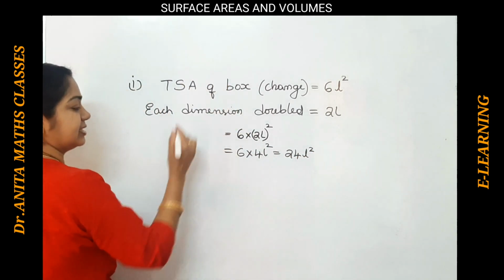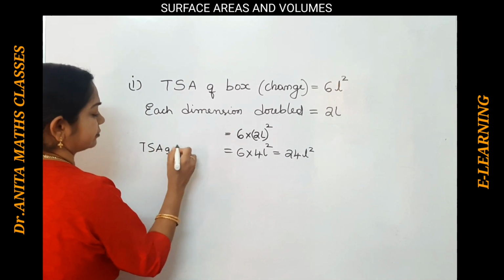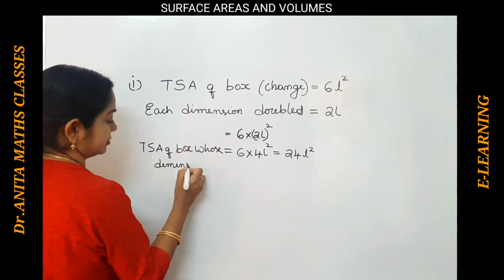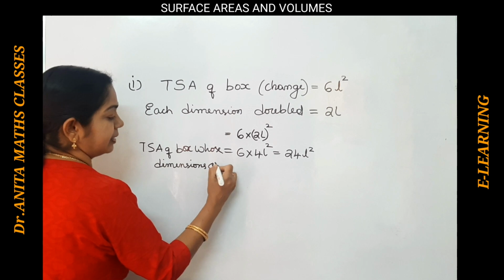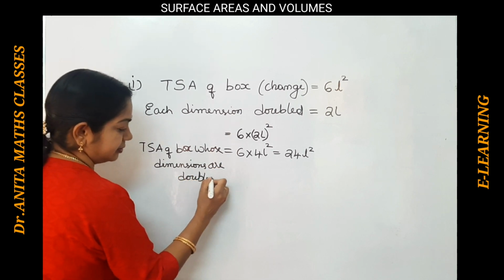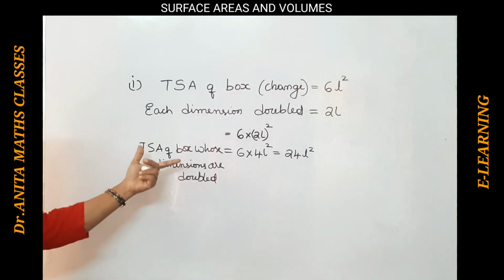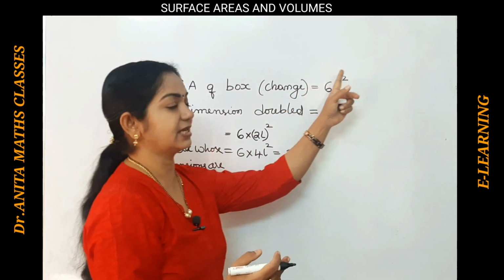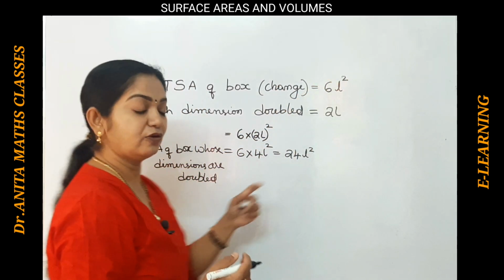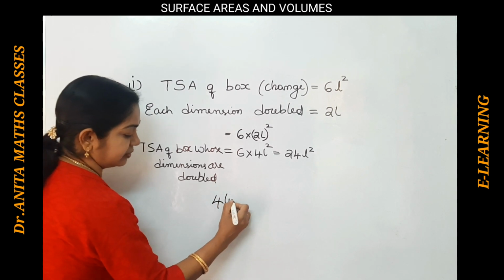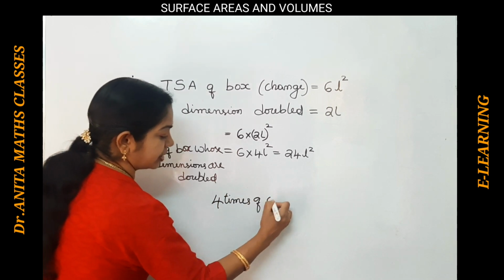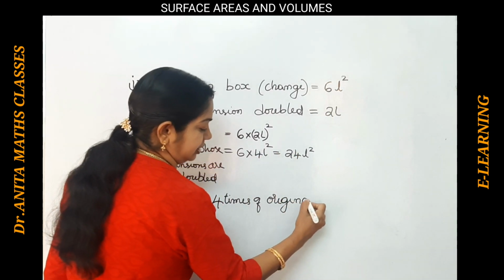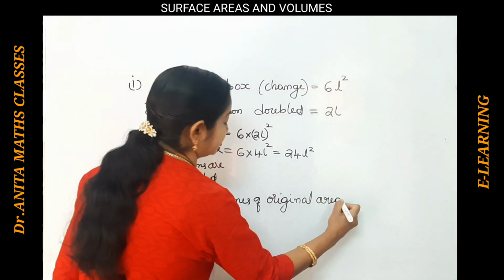So this 24L square is the total surface area when the dimensions are doubled. Previously it was 6L square. So how much has it increased? 4 times, isn't it? So we have to write in words: 4 times the original area. 6 into 4 is 24. So this is the first part.